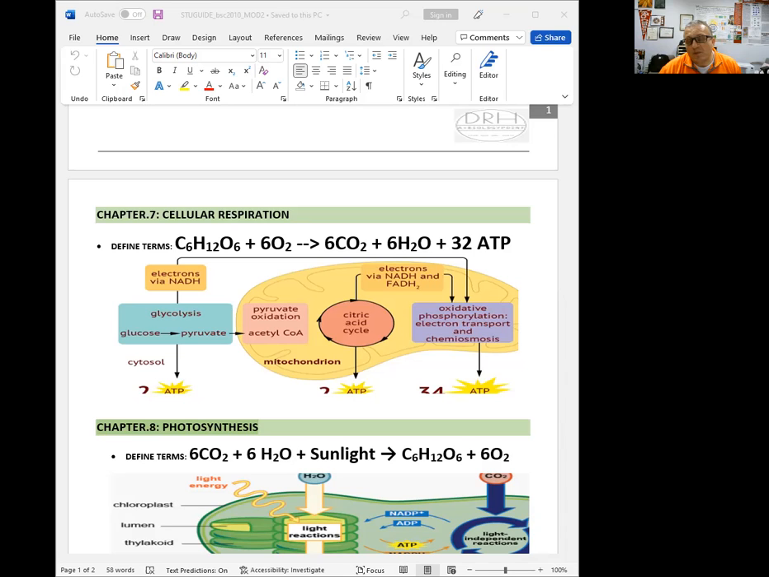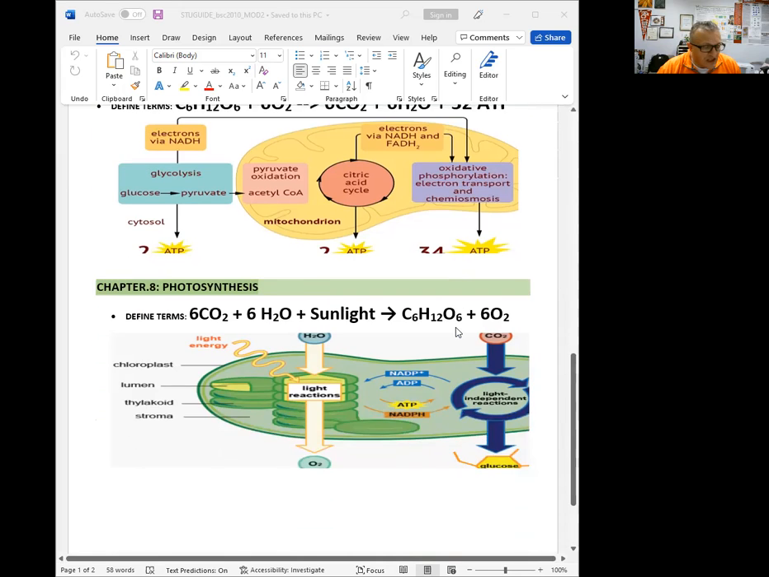This is also regulated using a feedback mechanism. If ATP levels drop, the process needs to speed up, and vice versa. If you have too much ATP, it needs to be inhibited to lower the speed. So that's cellular respiration. Next chapter is photosynthesis.